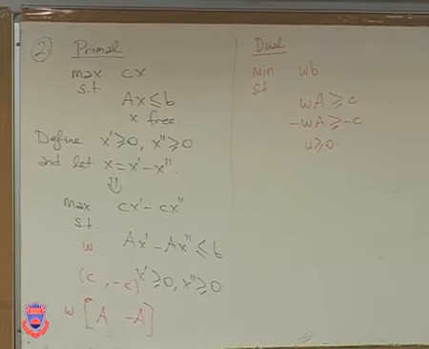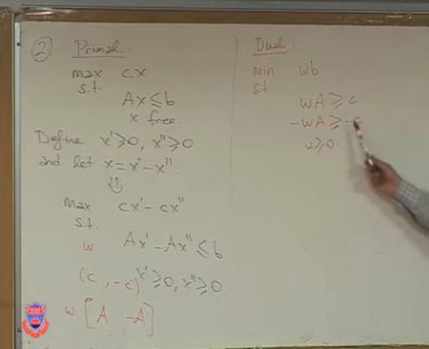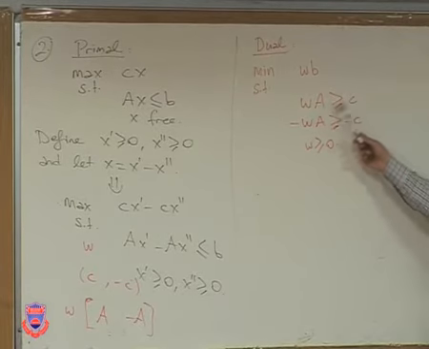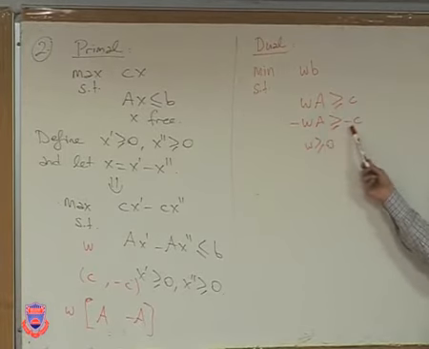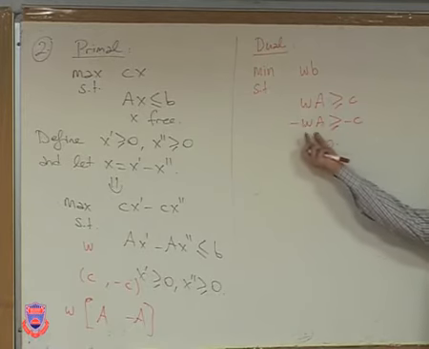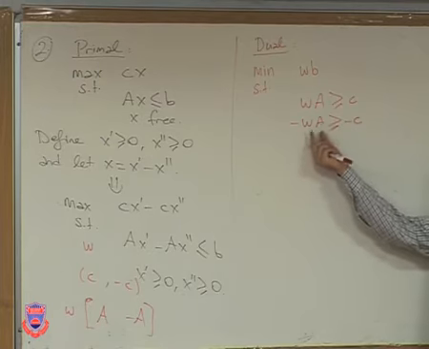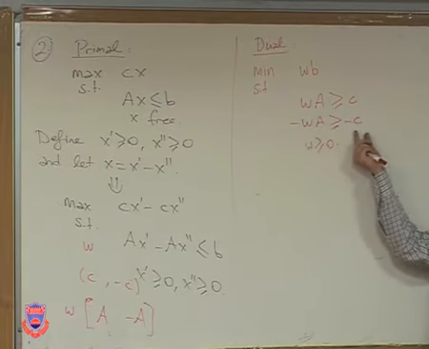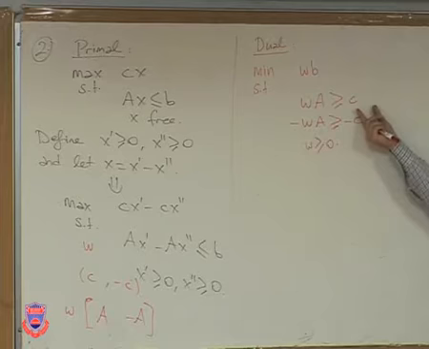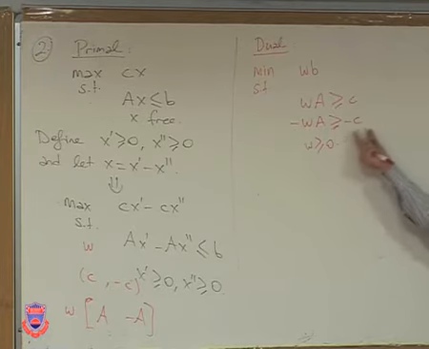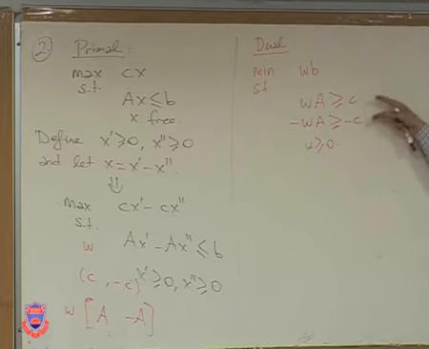All right, so now I want to simplify the dual problem. I have W times A is greater than or equal to C, and minus WA is greater than or equal to minus C. First of all, I can multiply this by minus 1. If multiplied by minus 1, what do I get? WA is less than or equal to C. Right? Here we have WA is greater than or equal to C, and here WA is less than or equal to C. Well, these two imply that WA is exactly equal to C.